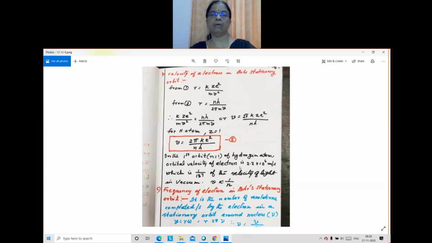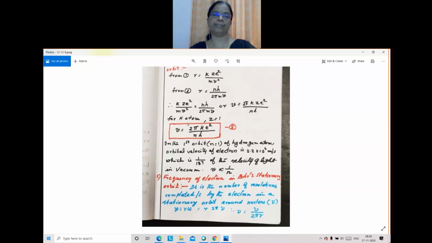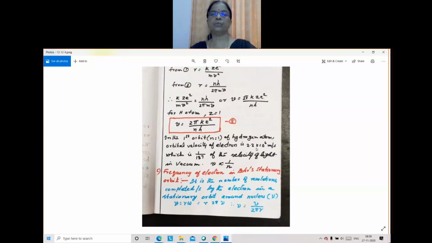So I told you now, for the first derivation radius, for the second derivation velocity, we need those two equations only. For hydrogen atom Z equal to 1, so what is the velocity of the electron? Only one orbit is there, n equal to 1, and atomic number is 1. Substituting the values, we get the velocity of electron as 2.2 into 10 raised to 6 meter per second. What is the velocity of light?